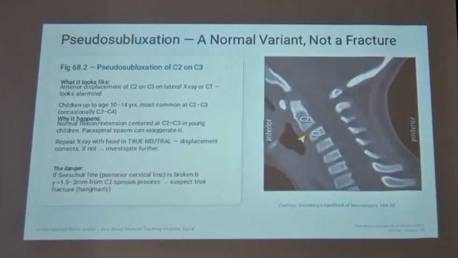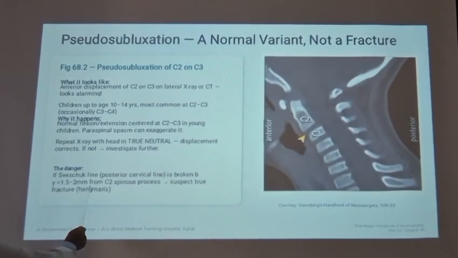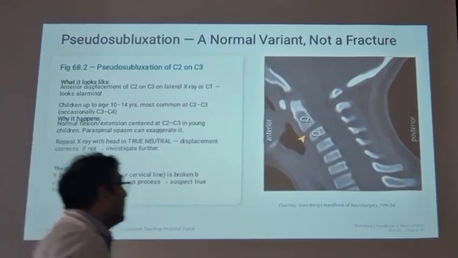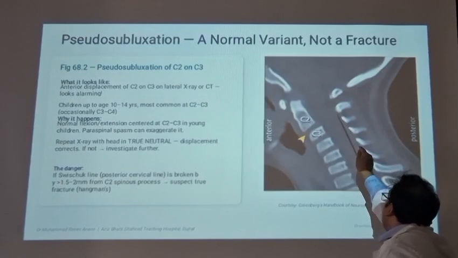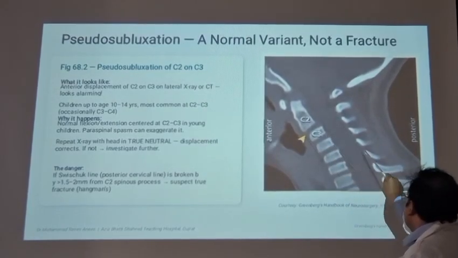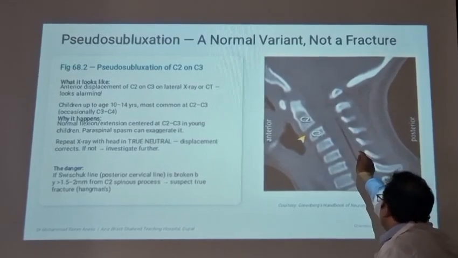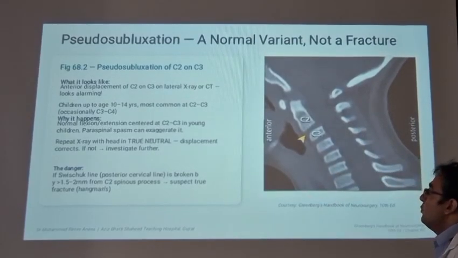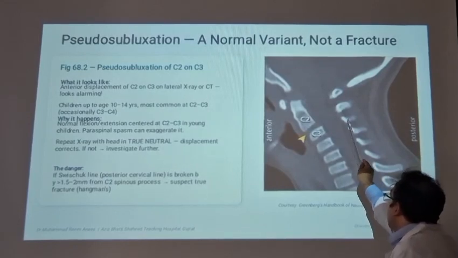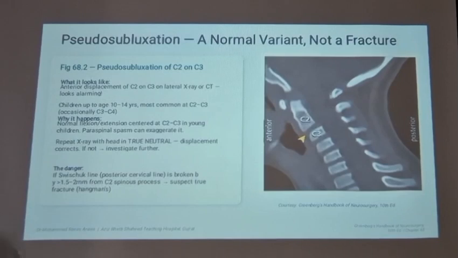So if the Swischuk line, the posterior cervical line, is broken and it is more than 1.5 to 2 mm from the C2 spinous process, suspect a true fracture like in hangman. This is the line which I'm talking about. This is the anterior marginal line, this is the posterior marginal line, this is the spinolaminar line, and this is the posterior line. So if there is a displacement of 1.5 to 2 mm from the C2 spinous process, then we can suspect a real hangman fracture, otherwise this is a pseudosubluxation.